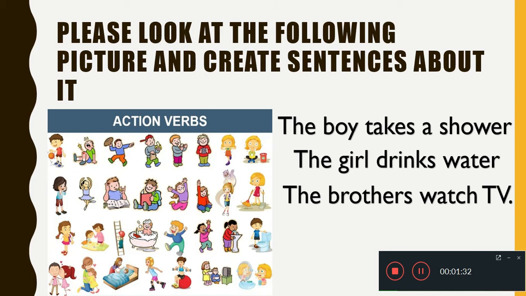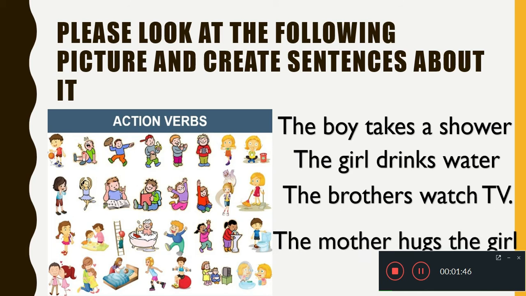The brothers watch TV. These ones are the brothers that watch TV. And as a final one, we have: the mother hugs the girl. Here is the mother hugging the girl. And I want you to pay attention to something.